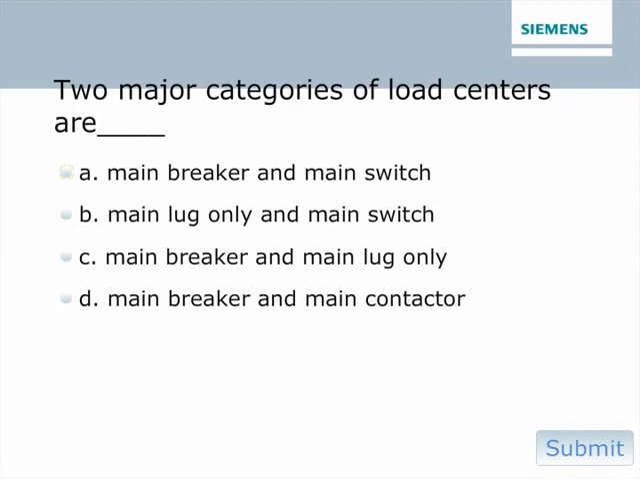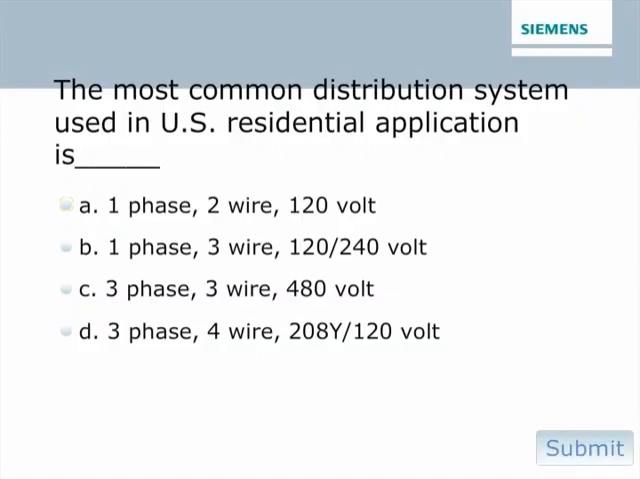Two major categories of load centers are A, main breaker and main switch, B, main lug only and main switch, C, main breaker and main lug only, or D, main breaker and main contactor. The most common distribution system used in U.S. residential application is A, single-phase 2-wire 120 volt, B, single-phase 3-wire 120/240 volt, C, 3-phase 3-wire 480 volt, or D, 3-phase 4-wire 208/120 volt.